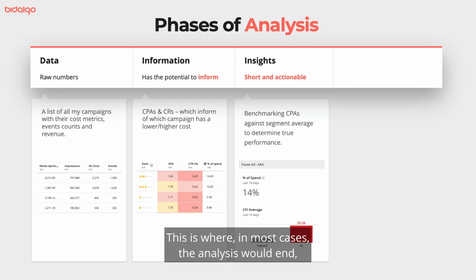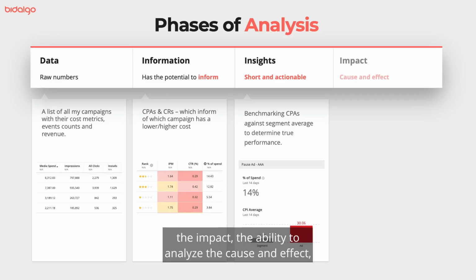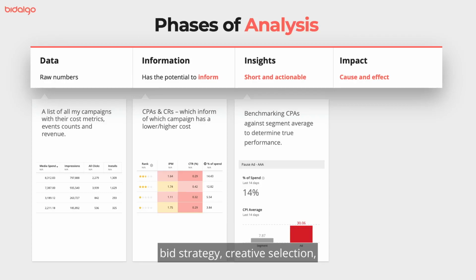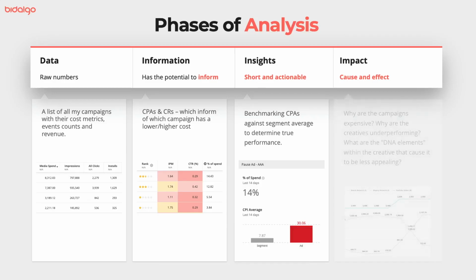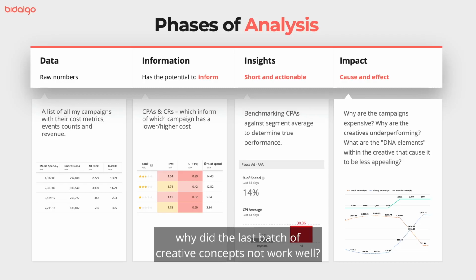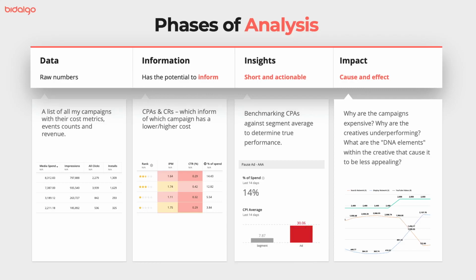This is where in most cases the analysis would end, but there is another level saved for the experts. The impact. The ability to analyze the cause and effect. Understanding of why the campaign was expensive. What did I do to the campaign settings, targeting settings, bid strategy, creative selection that I can attribute to the performance of the campaign? Some better examples can be things like, why did the last batch of creative concepts not work well? What in the creative caused them to perform poorly?